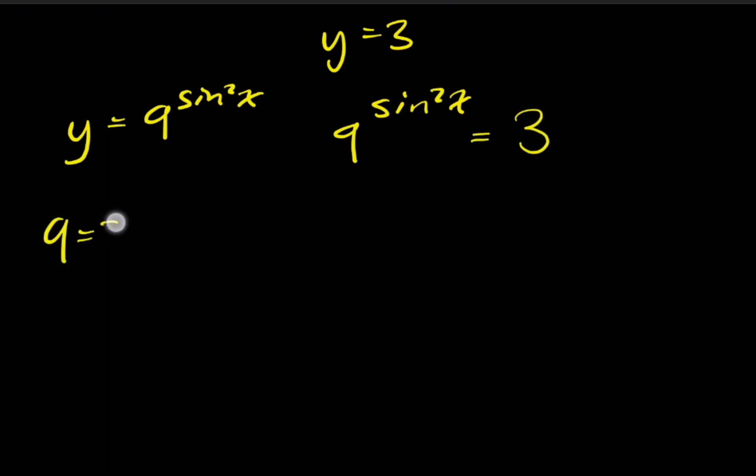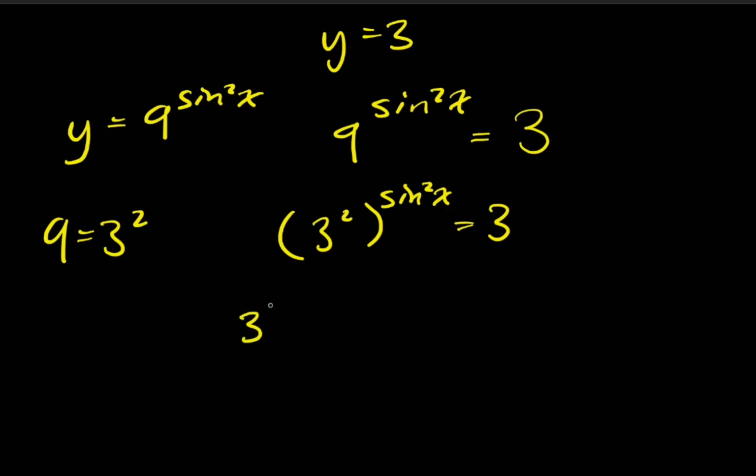Remember that 9 is equal to 3 squared, so we can plug it back in, and we get 3 squared to the power of sine squared x equals 3. And using the exponential laws, we can multiply these two exponents here, and we get 3 to the power of 2 sine squared x equals 3. Since the bases are the same, the exponents must be the same, and this is an invisible 1 here. So therefore, 2 sine squared x equals 1.